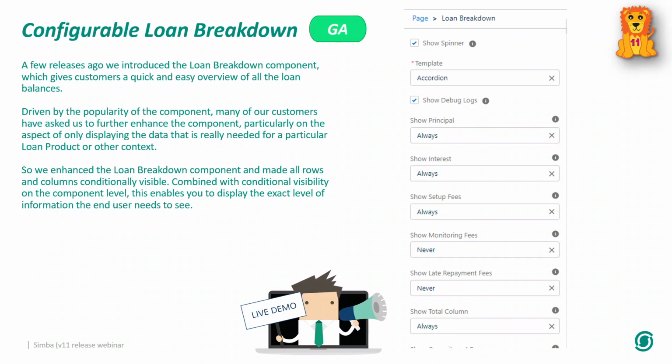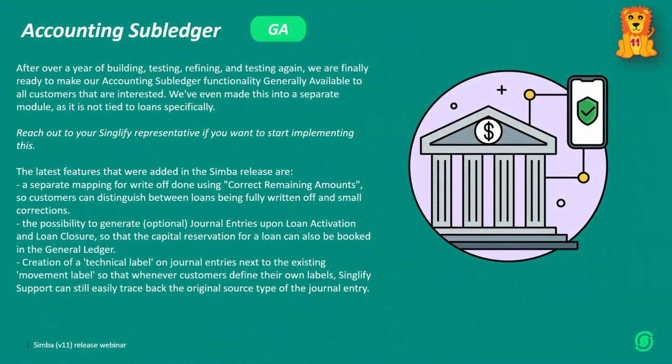Thank you, Ivy. Next up is the accounting subledger. So after over a year of building, testing, refining, and testing again, we're finally ready to make our accounting subledger functionality generally available to all customers that are interested. We've even made this into a separate module, as it is not tied to loans specifically. Reach out to your Singlify representative if you want to start implementing accounting subledger.